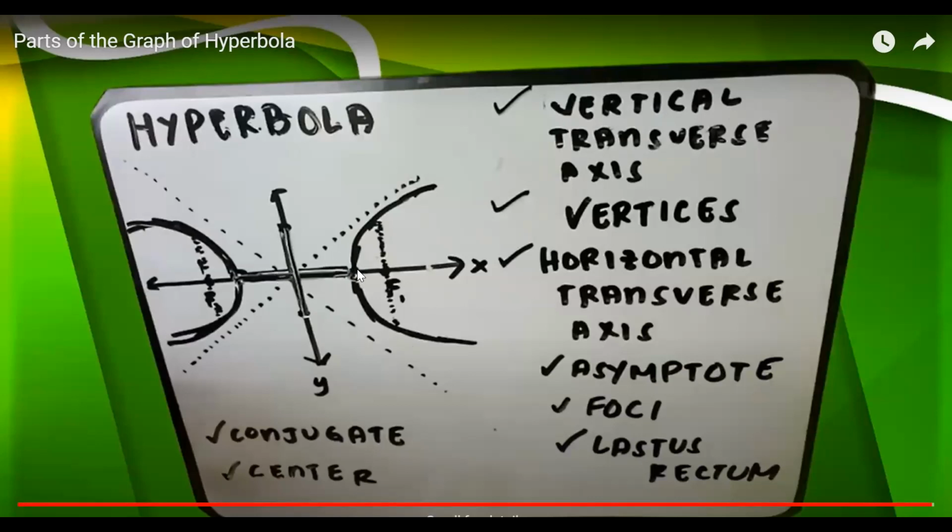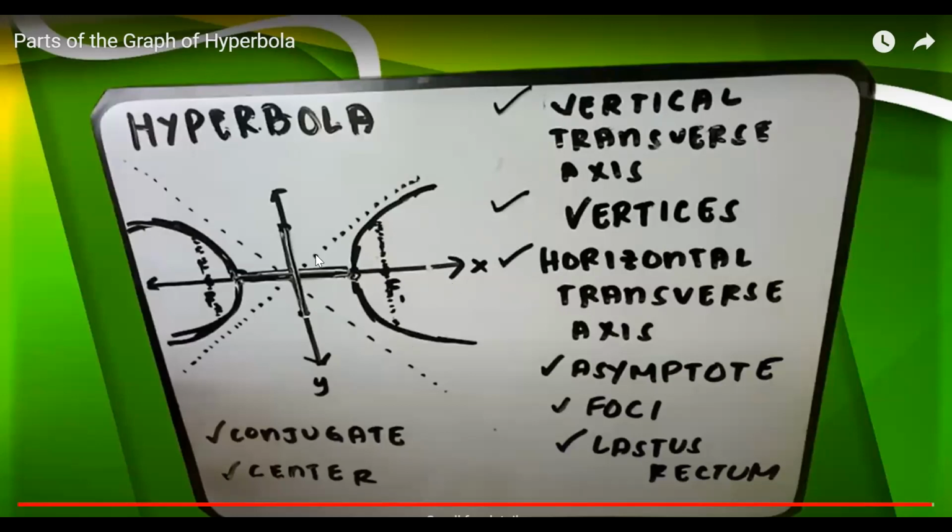So the difference is, if we connect the two vertices and the line formed is horizontal, then that is a horizontal transverse axis. But if the line formed is a vertical line, then that is a vertical transverse axis. So how can we identify the vertices? We will solve it in the second video.